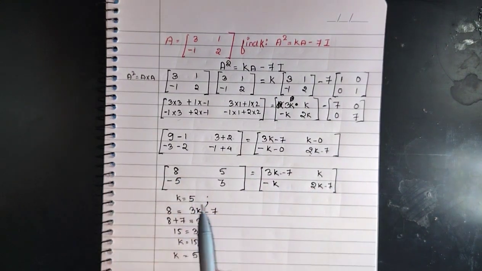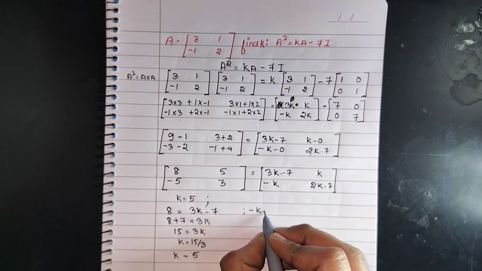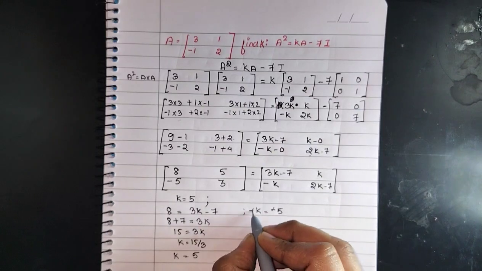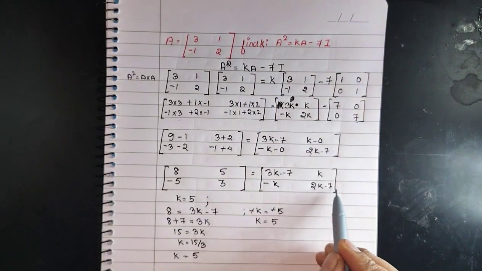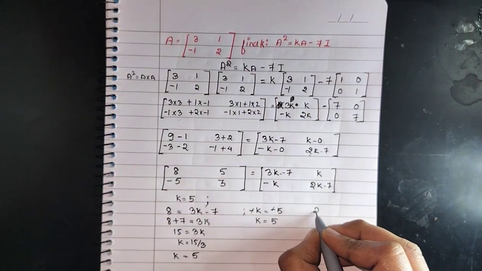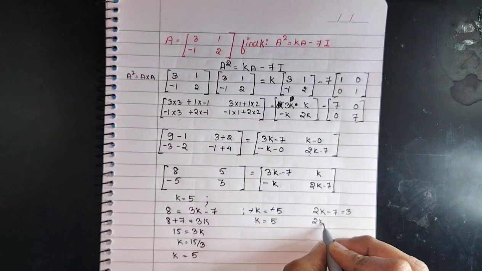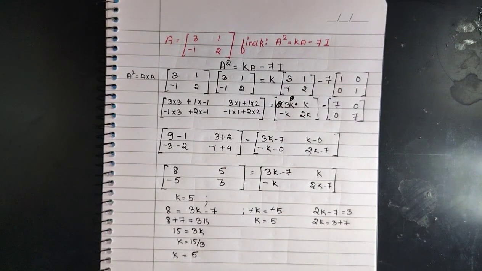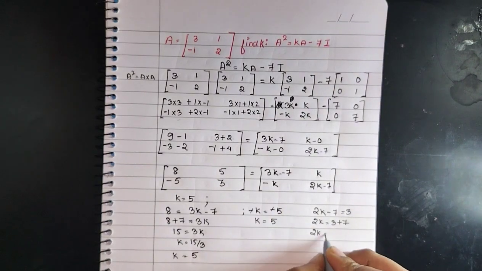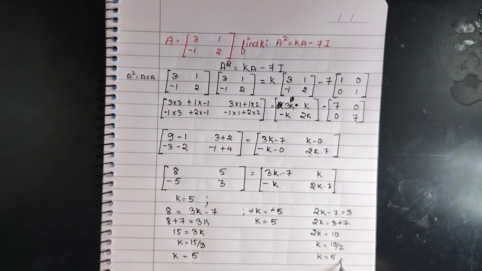Fine. We got K equal to 5 by equating this. This we have already said, K is equal to 5. Now in the third equation we got minus K is equal to minus 5. If we cancel both minus signs, then we get K is equal to 5 from this equation too. Now again, 2K minus 7 is equal to 3. 2K is equal to 3 plus 7, this is minus, here it adds up. So 2K is equal to 10, or K is equal to 10 by 2. K is equal to 5.